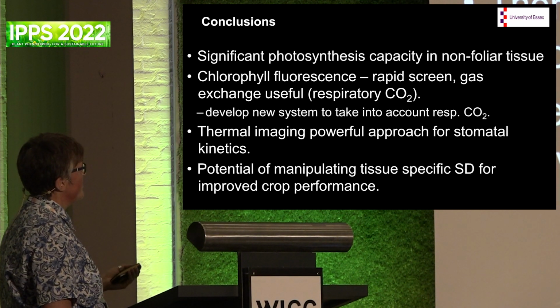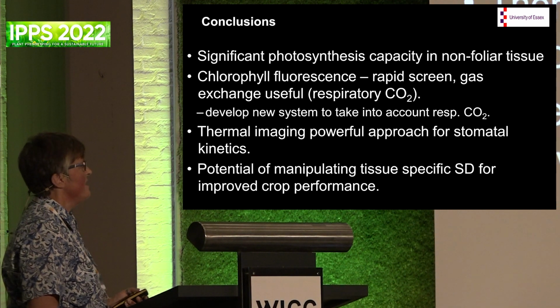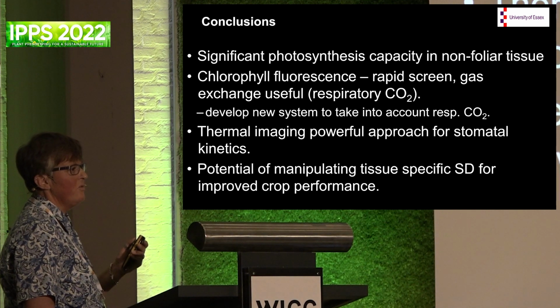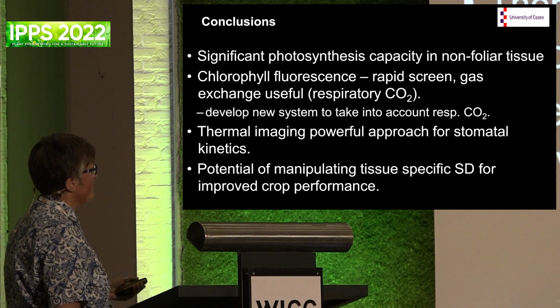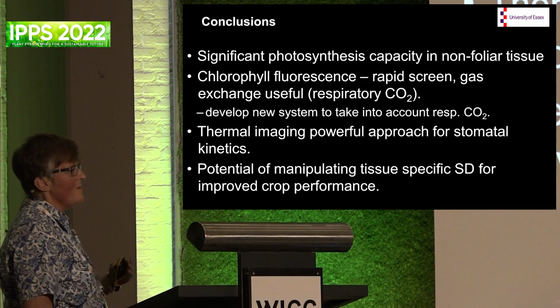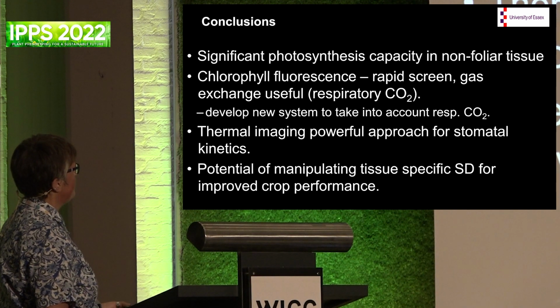And so really what we'd need to do is develop a new system to try and take into account how much of that respired CO2 is fixed and how much is atmospheric CO2, how important the stomata are in that as well. So we've got some ideas of developing a chamber to try and do that. We thought we might be able to do it with our 2% oxygen and our electron transport, but it's a little bit more tricky than we thought.